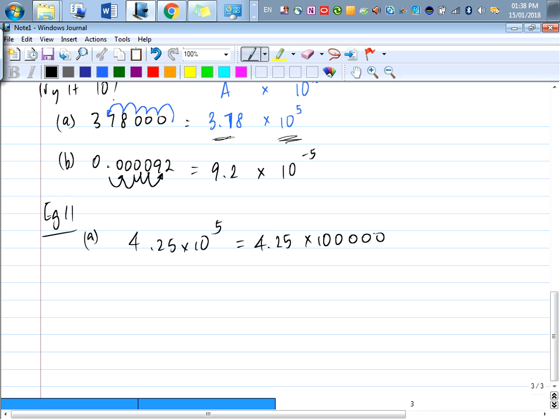And then in your primary school, how do you multiply by such a big number? You just move the decimal point again, right? It's the same thing, just that we're reversing now. So I will end with 4, 2, 5, 0, 0, 0. Okay? Any questions?